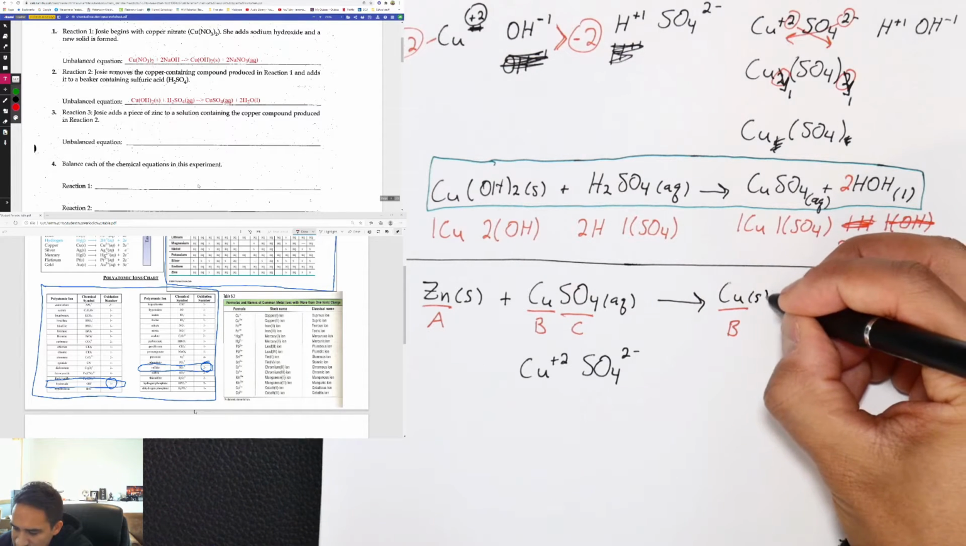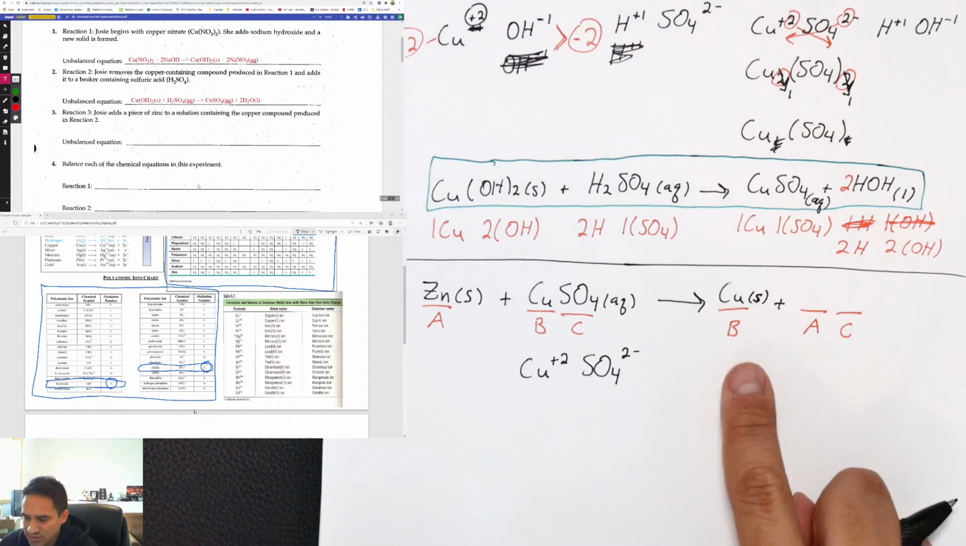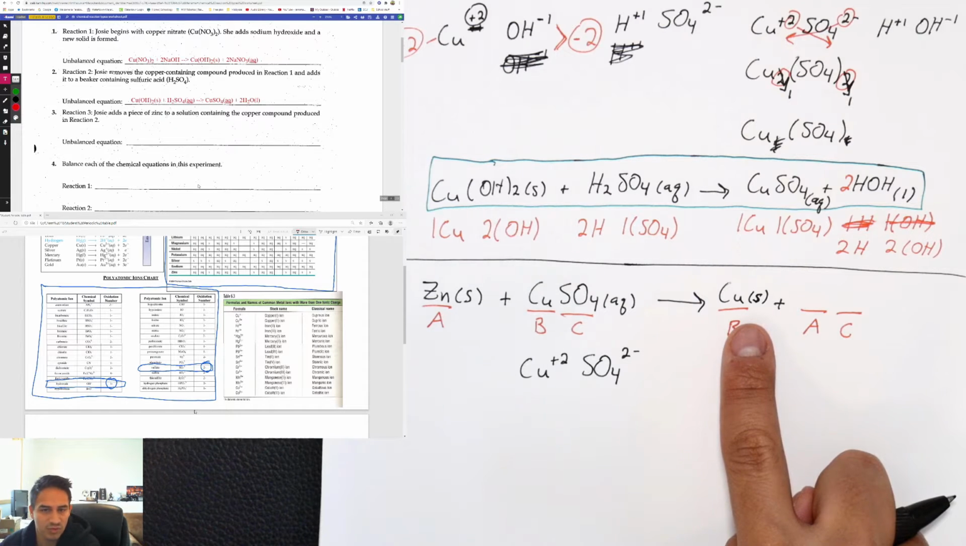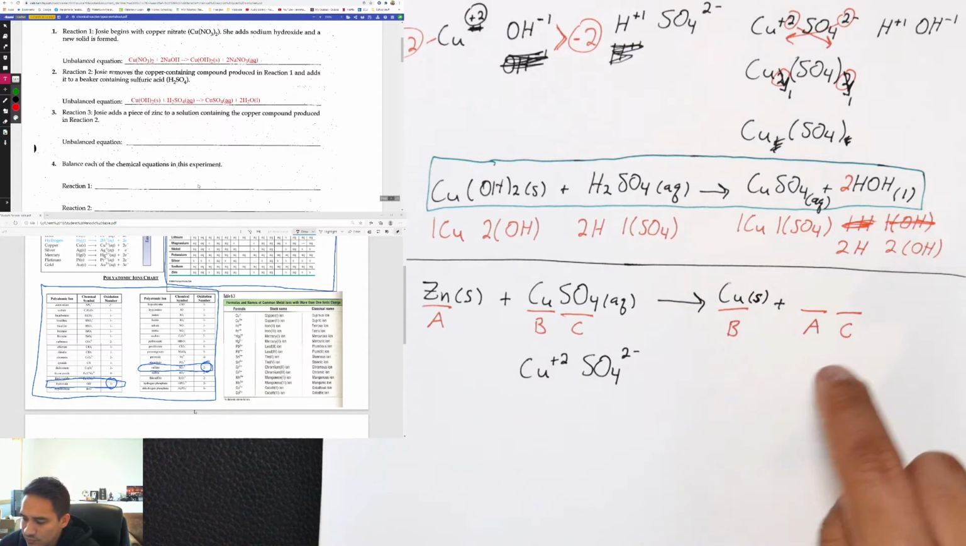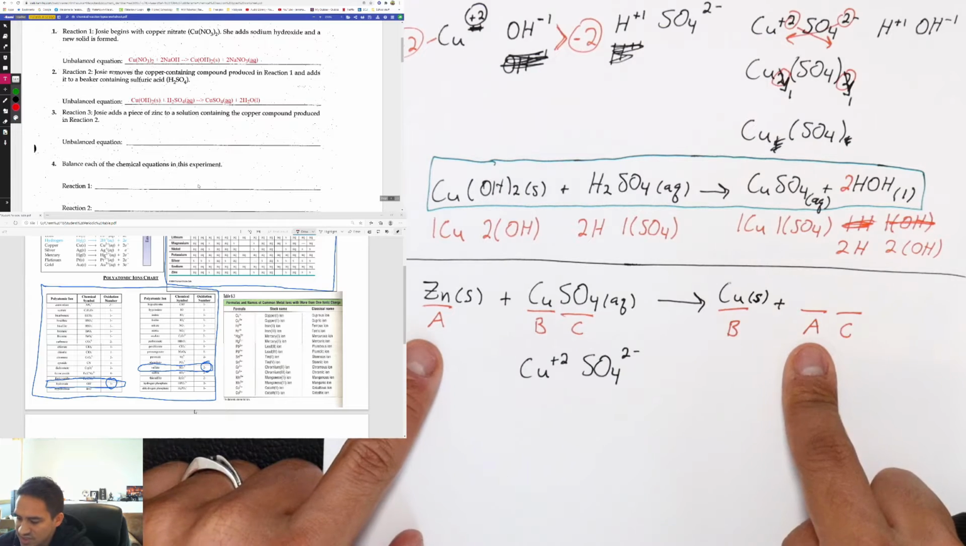And most people probably know this, but copper is a metal. It's a solid at room temperature, just like a penny, which is made out of copper. Copper is a solid. There's no charge on it. It's not bonded to anything, so there's no charge on it. A is going to be zinc, though.